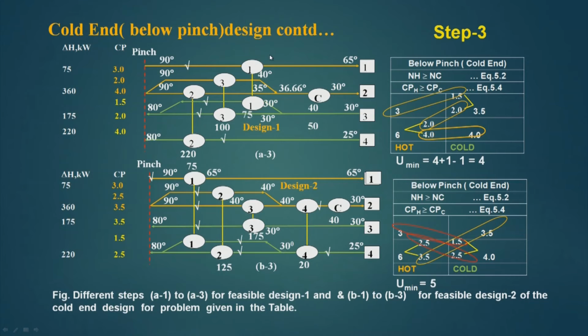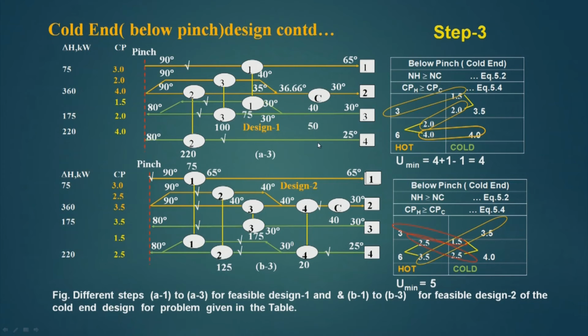So, the cold end design as far as design 1 is concerned has been finished. Here we see we first put a match between 3 and 1.5, then we split the 3.5 into 1.5 and 2, we put a match between 3 and 1.5 and then we split 6 to 2 and 4, then we put 2 to 2 match and then 4 to 4 match here. So, 3 heat exchangers are put here and 1 cooler is put here.